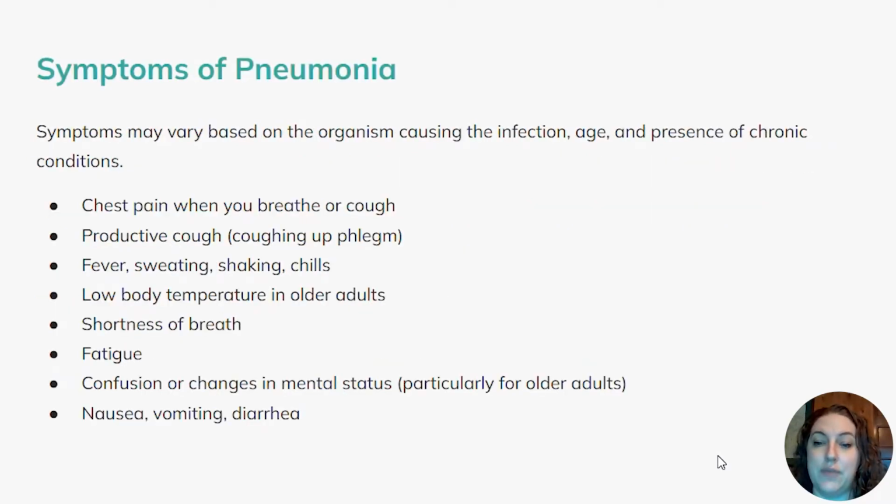Symptoms of pneumonia vary based on the organism causing the infection, the age of the client, and the presence of chronic conditions. They can be chest pain when you breathe or cough, a productive cough or coughing up phlegm, sweating, fever, shaking, and chills, a low body temperature in older adults, shortness of breath, fatigue, confusion or changes in mental status, particularly for older adults, or nausea, vomiting, and diarrhea.